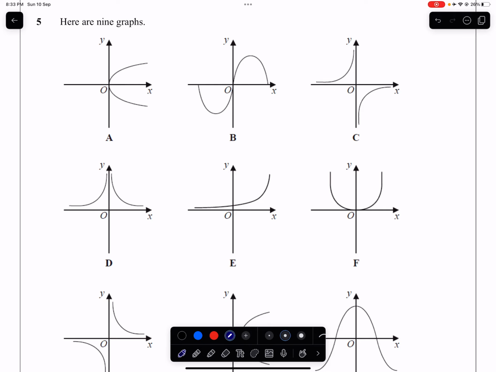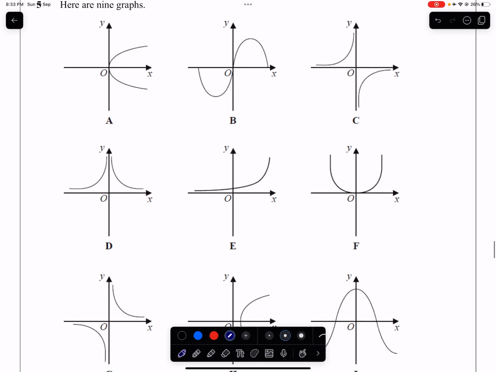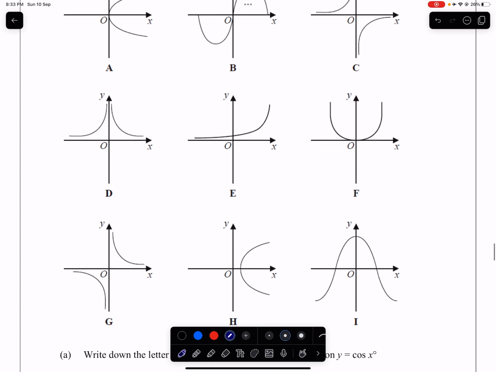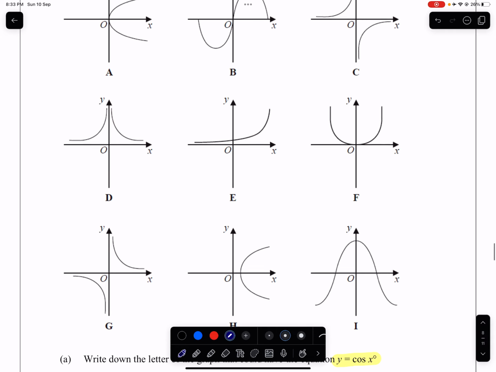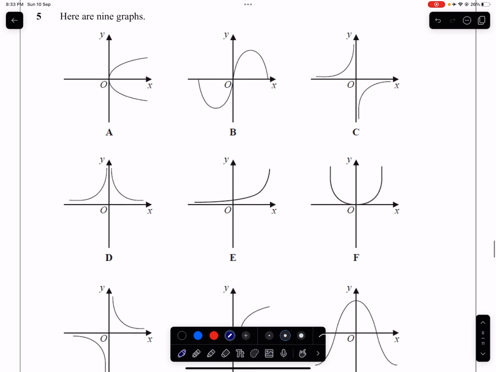Question 5. There are 9 graphs as shown here, labelled A through I. And the question is asking you to write down the letter of the graph that matches the equation y equals cos x. And the second part is write down the letter of the graph that matches the equation y equals 4x squared. Now there's a couple of these graphs that you wouldn't be expected to know the equations of.